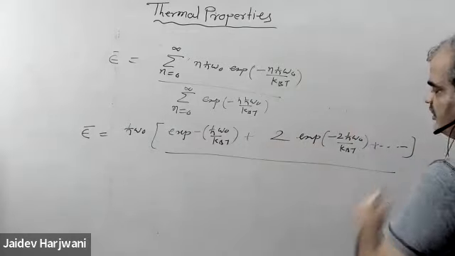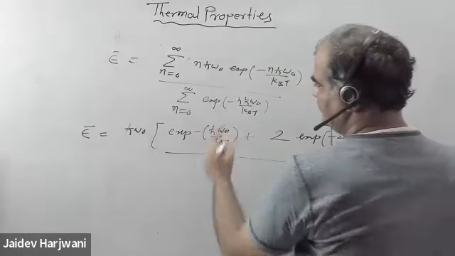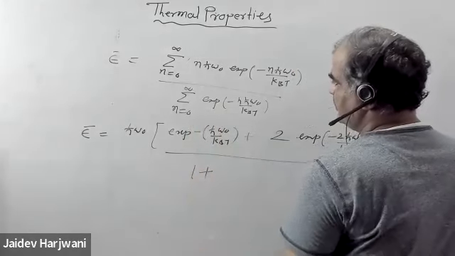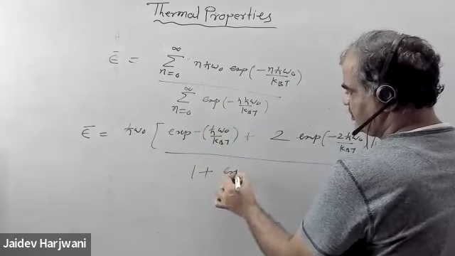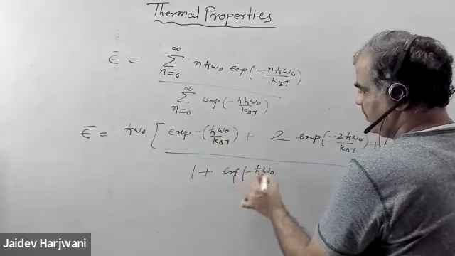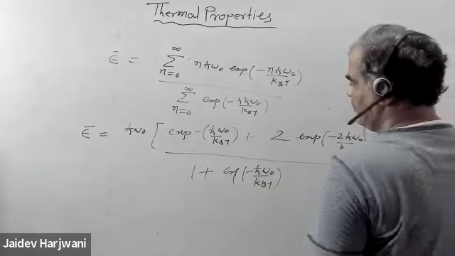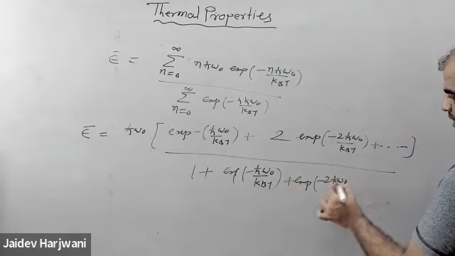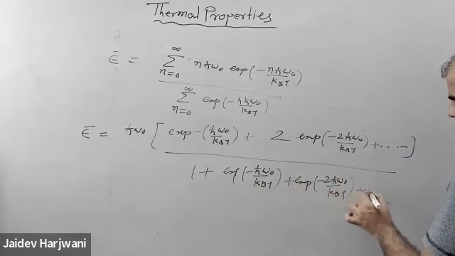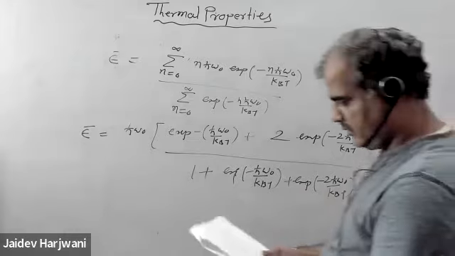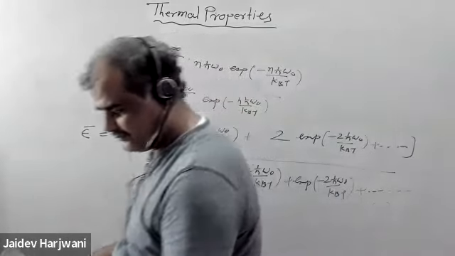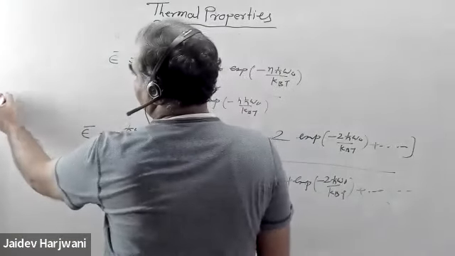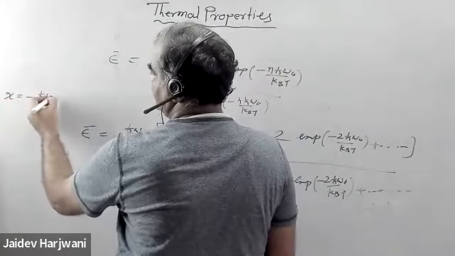exponential, that's 3 exponential. Similarly, open this one, so what do you get? You put 0, so this becomes 1. If you put 1, this becomes exponential minus h cut omega by kBT. And put 2, exponential minus 2 h cut omega by kBT. Now let x be equal to minus h cut omega naught by kBT.